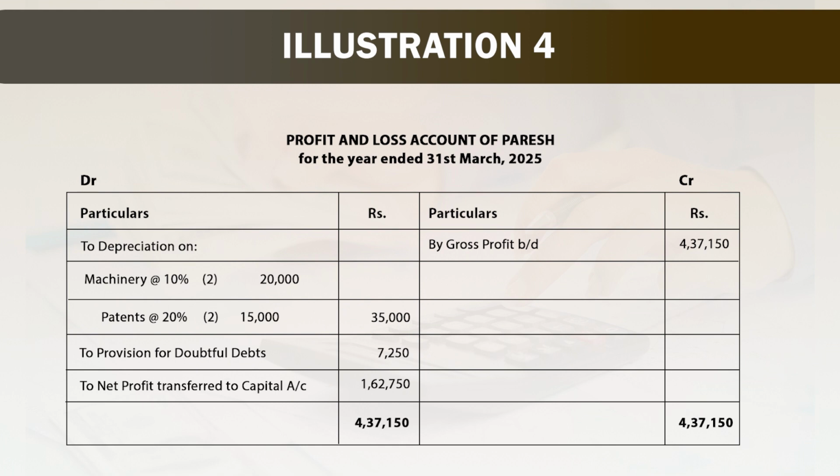Then, friends, we are given the provision for doubtful debt 7,250, and now here the total of credit side of profit and loss account is greater than the total of debit side, and therefore, the difference appears at the debit side, that is 1,62,750, and that is our net profit. And now, this net profit we will transfer to the balance sheet.